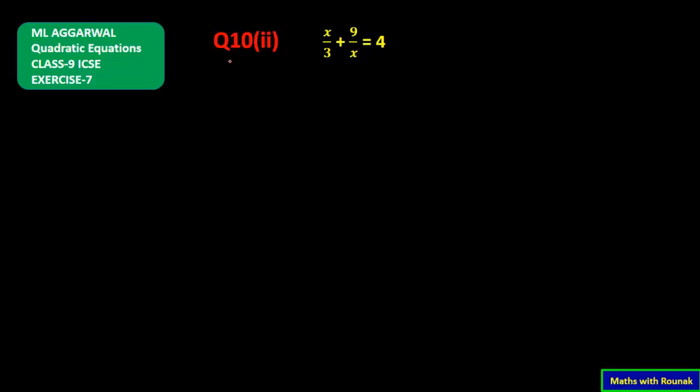Let's continue with question number 10 part 2. The question is x upon 3 plus 9 upon x is equal to 4. So we can take the LCM as 3x. If we take the LCM as 3x, we have to multiply x with x, which will give us x square, and 3 with 9, which will give us positive 27. So our equation will be x square plus 27 upon 3x is equal to 4.